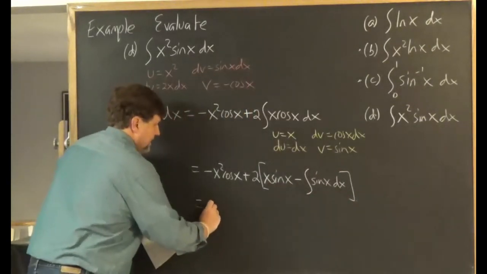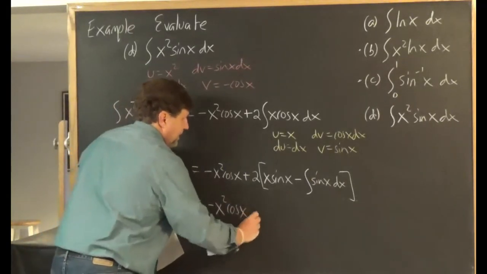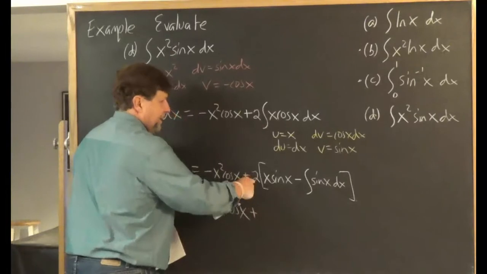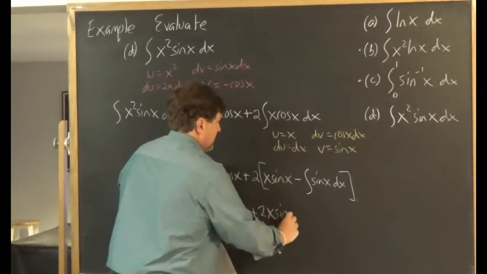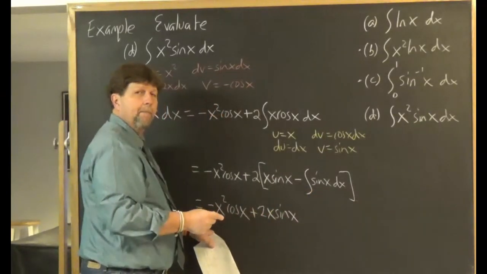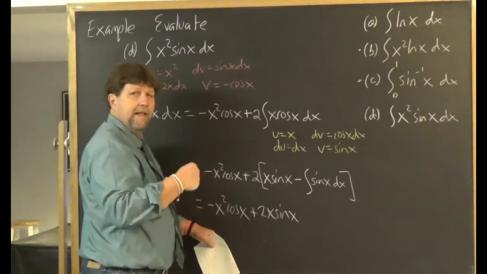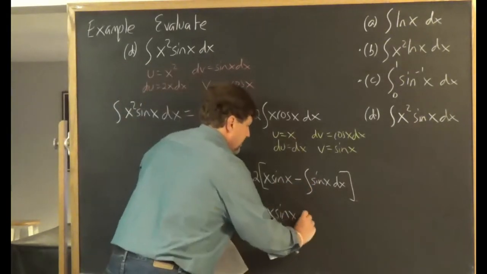And now it doesn't take much for us to finish this off. You know what, I'm going to distribute the 2. So I have a 2x sine x. Antiderivative of sine is negative cosine. So we'd have minus a negative, that's plus.